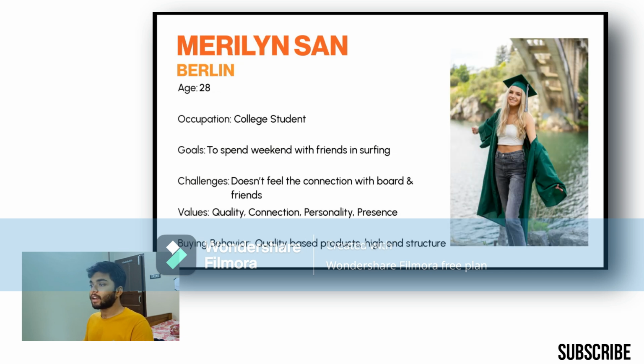Next, Medellin Sam, lives in Berlin, age 28, occupation college student. To spend weekends with friends surfing is a goal. Challenges: doesn't feel the connection with the board and friends. Values: quality, connection, personality, presence. Buying behavior: quality-based products, high-end structure.